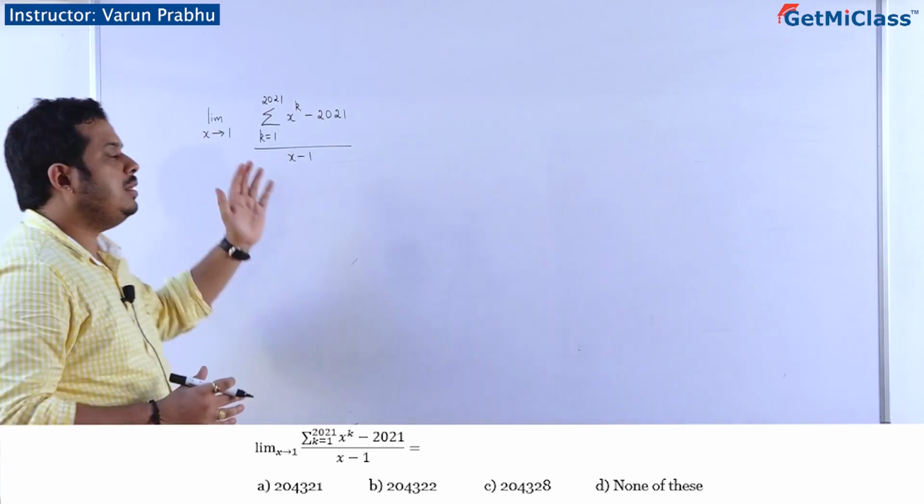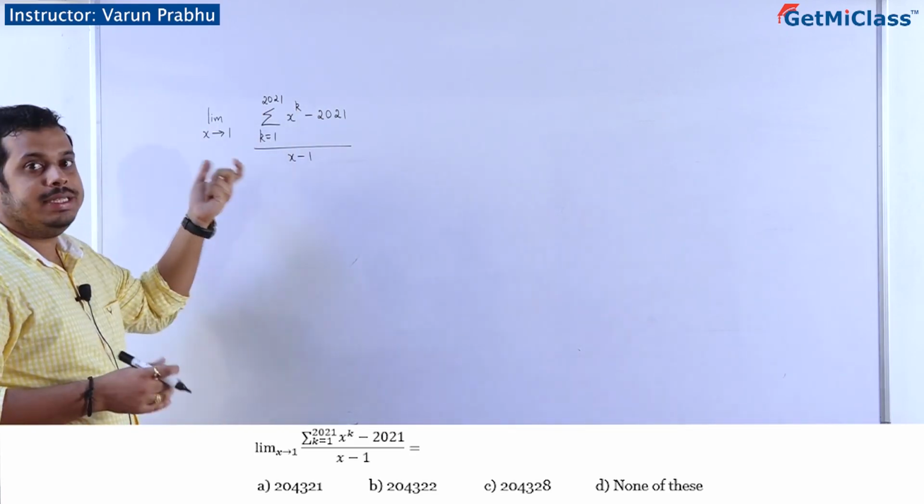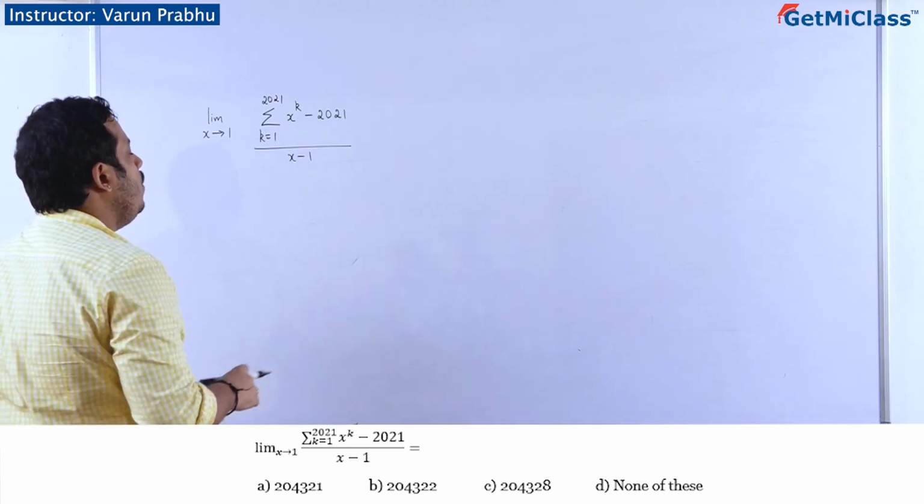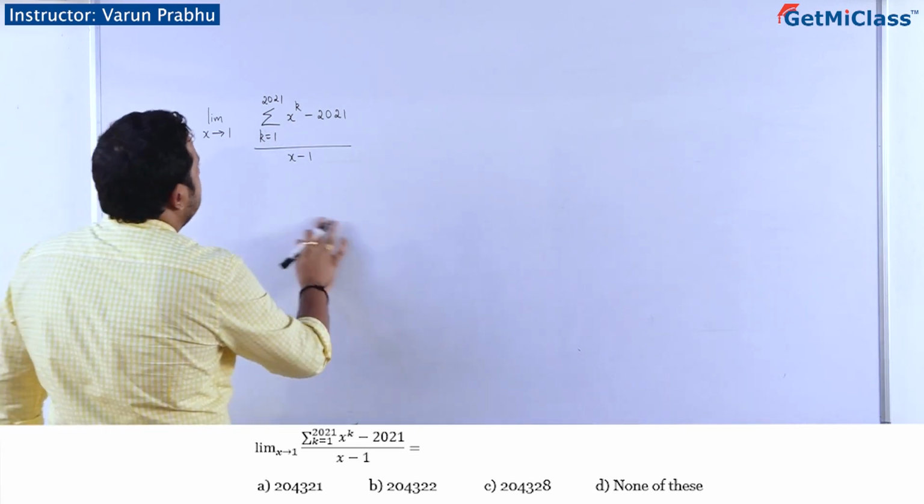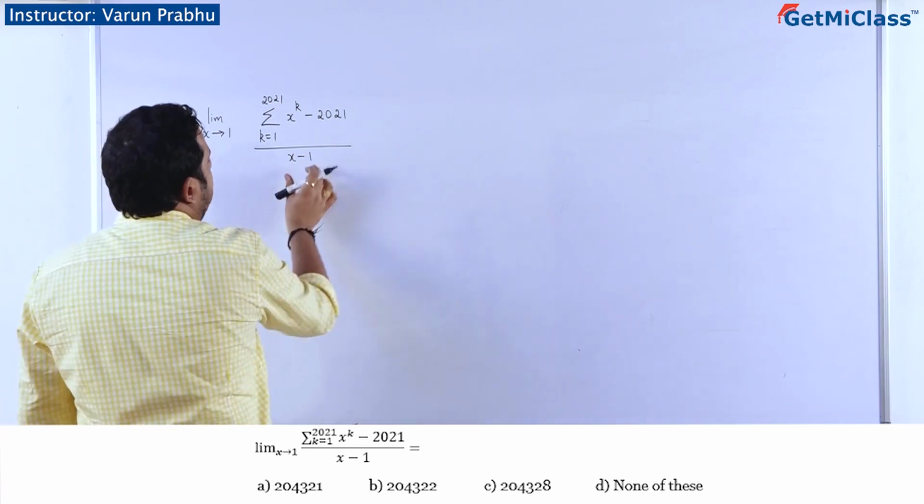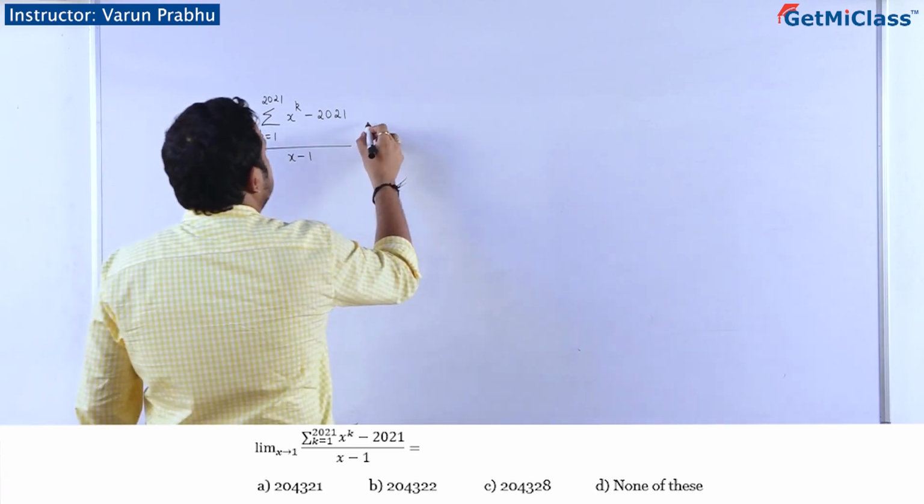If you look at this question, this is a question asked in one of the competitive exams this year only, 2021. So what is the limiting value of x tending to 1 of sigma k is equal to 1 to 2021 of (x to the power k minus 2021) divided by (x minus 1)? This is equal to what?